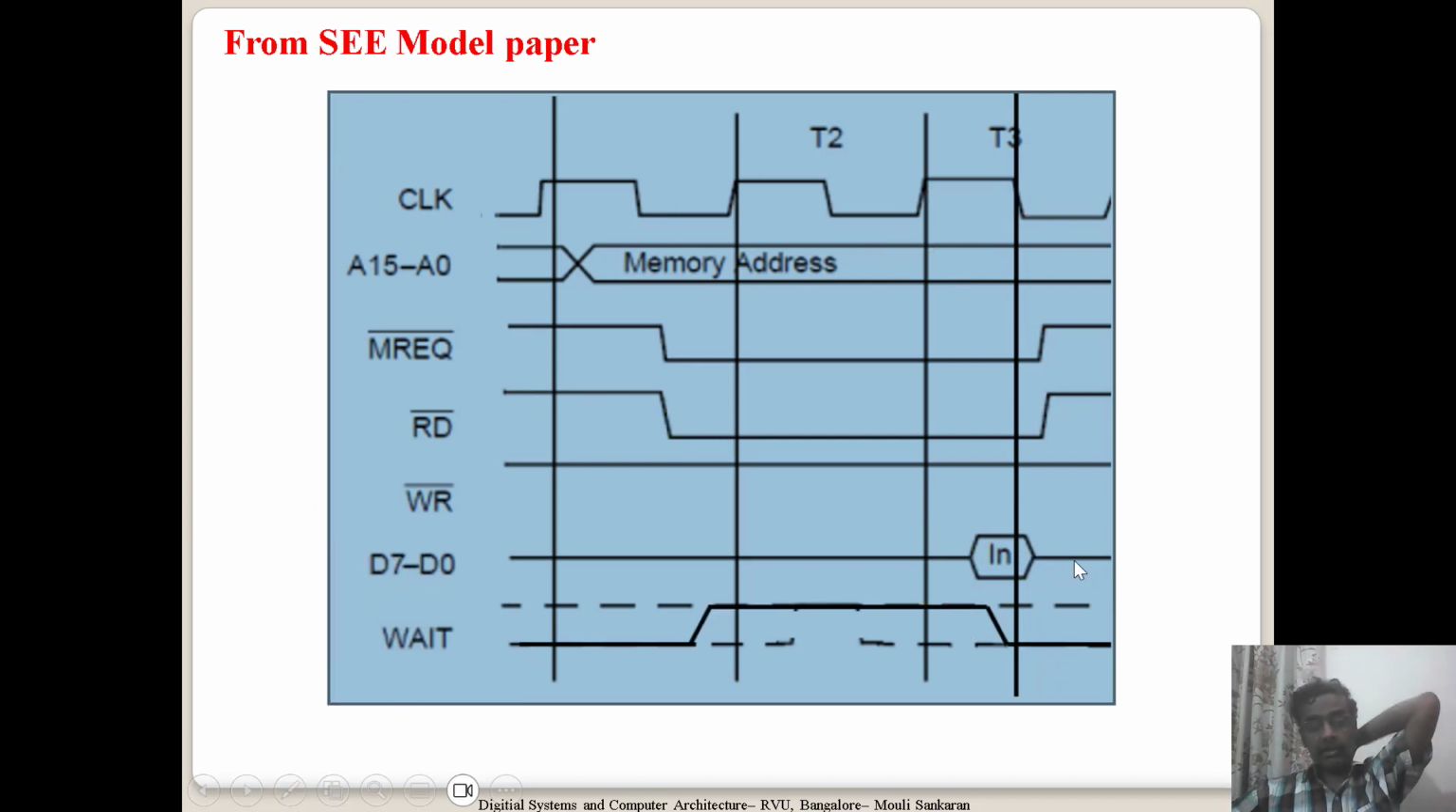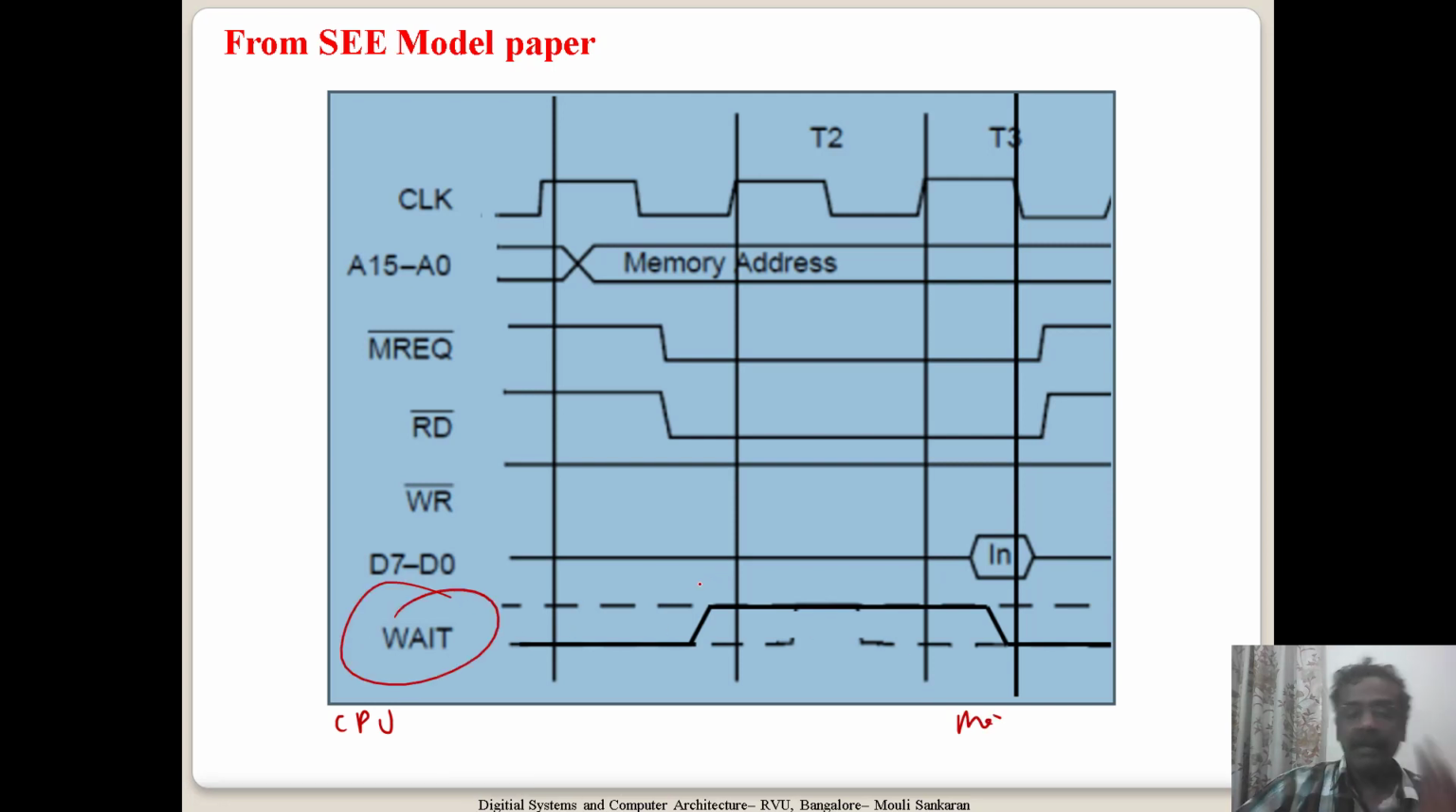Here you are not hardware engineers. I want you to just basically understand how the CPU and memory talk to each other, and how the wait signal helps in making the CPU wait for the memory to be ready with the data. So this is a good example of a memory read by the CPU.